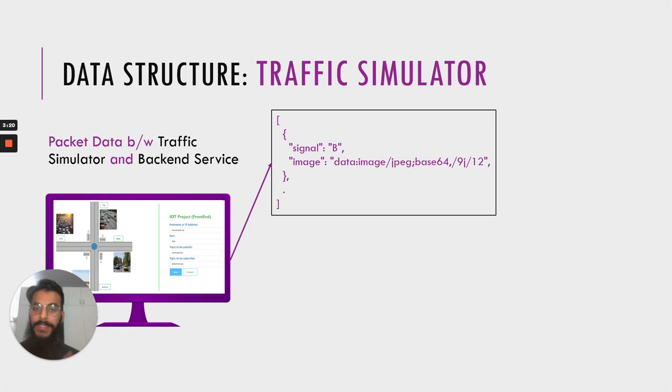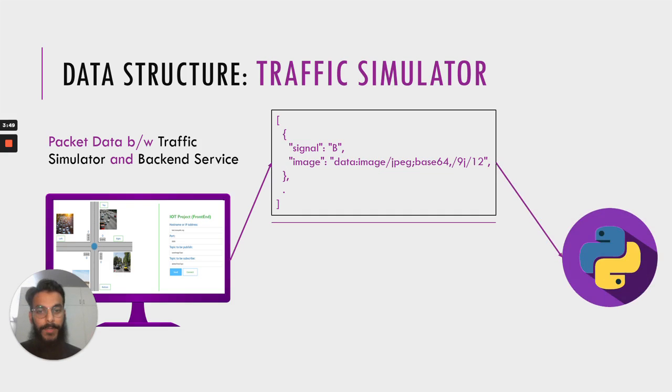When the simulator sends the request towards the server, it sends an array of signals. In each object we have two attributes. The first is the signal, like bottom, top, left, right, which is the identifier of which signal we are identifying. The second property is the image, which shows the exact scenario of the traffic signal.